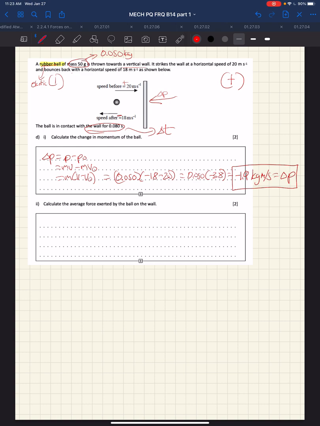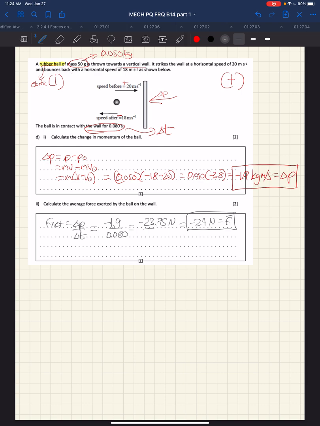Next, we want the average force acting on the wall. And we can go right to Newton's second law. The F net is delta P over delta t. We have a change in momentum of minus 1.9 and a change in time of 0.080, which gives us minus 23.75 newtons. We can only report two significant digits, so that's minus 24 newtons is the average force.